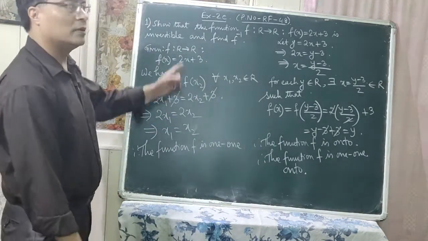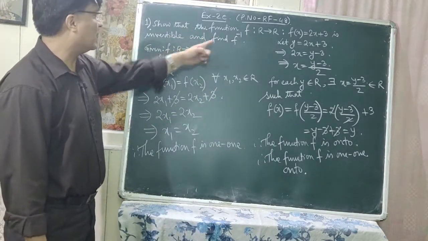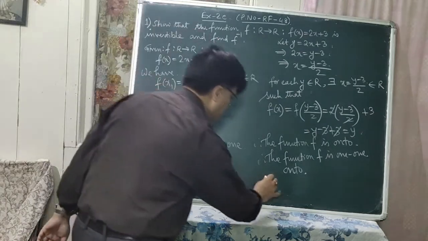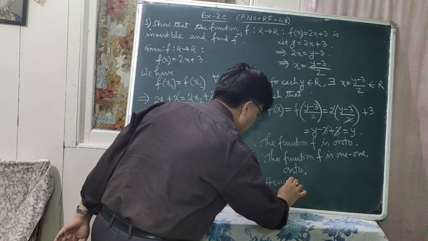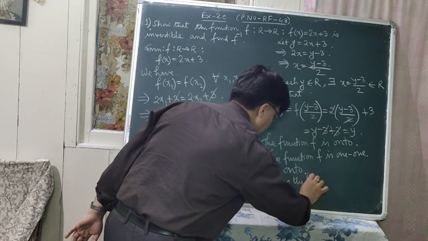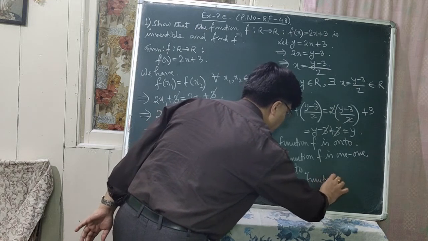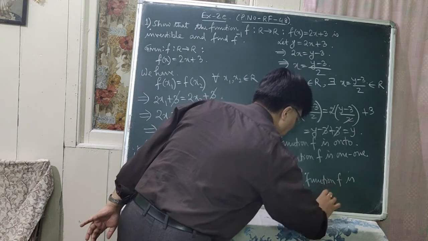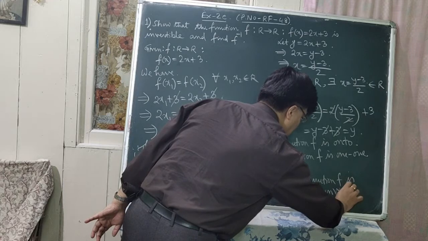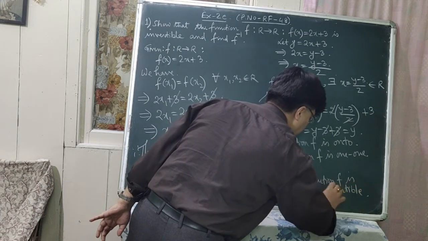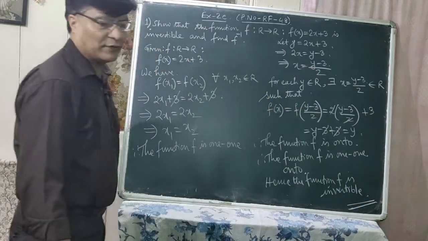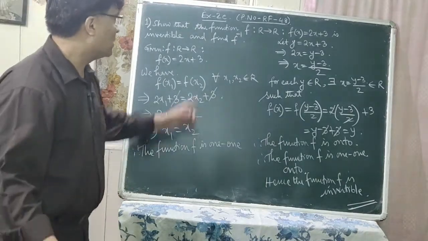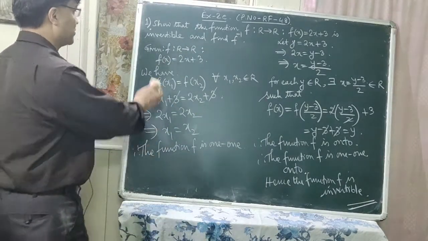So the function f is invertible. Hence, the function f is invertible. So we have proved that the function f is invertible. Now we have to find out f inverse.